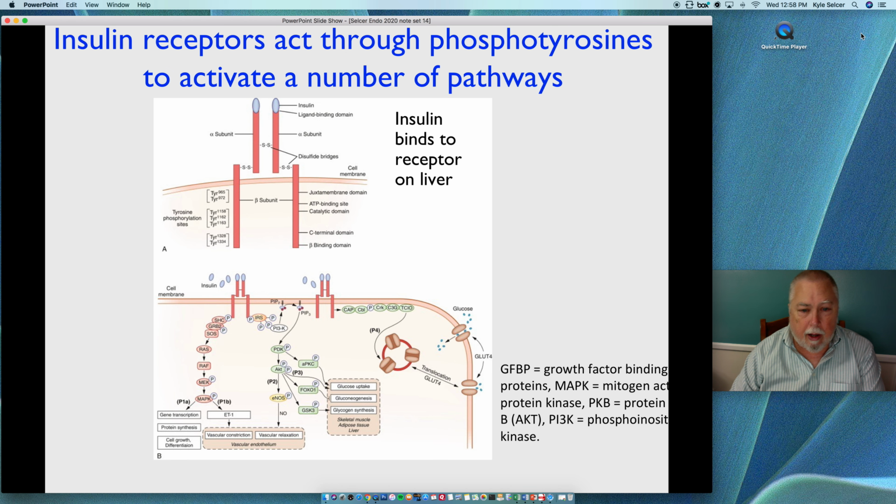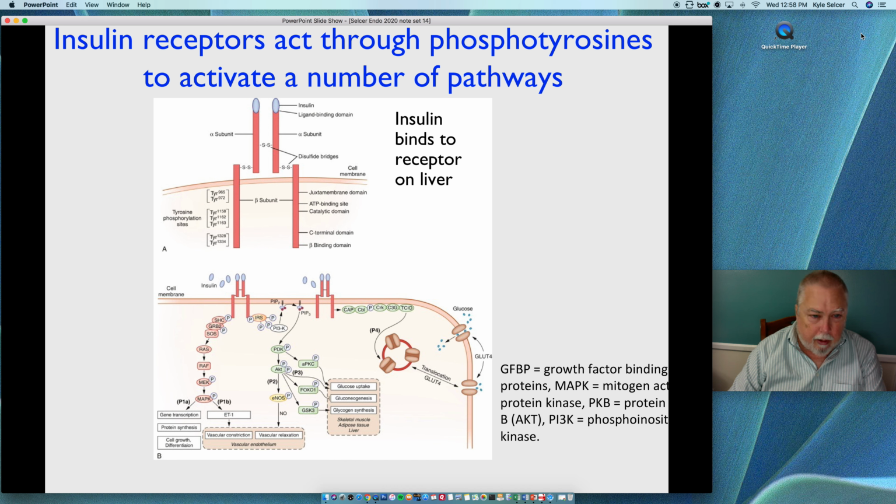Okay. And this one is more specific. I left this one in, even though it was redundant with the other two, because it shows you how many tyrosines there are. 1, 2, 3, 4, 5, 6, 7. So I see 7 tyrosines that can be phosphorylated there on that intracellular beta subunit. There's also an ATP binding site. There's a catalytic domain because you have to add the ATP to those tyrosines, break down ATP and add phosphates to those tyrosines.